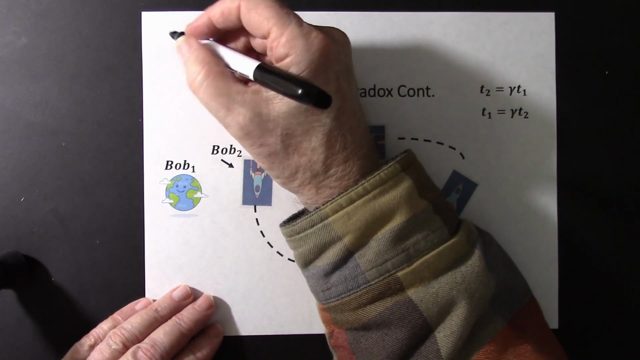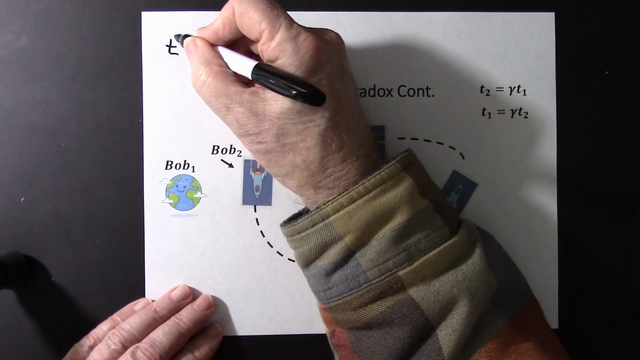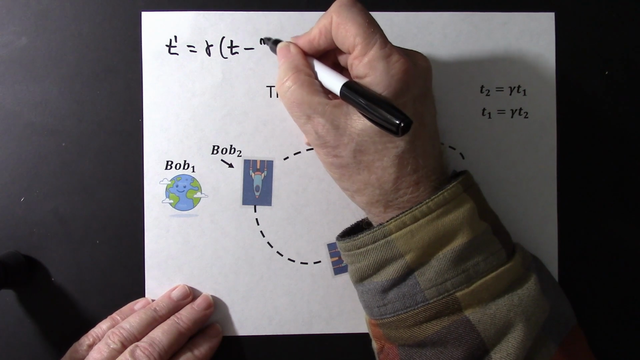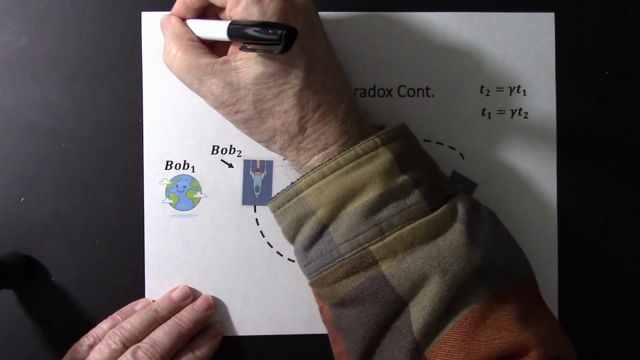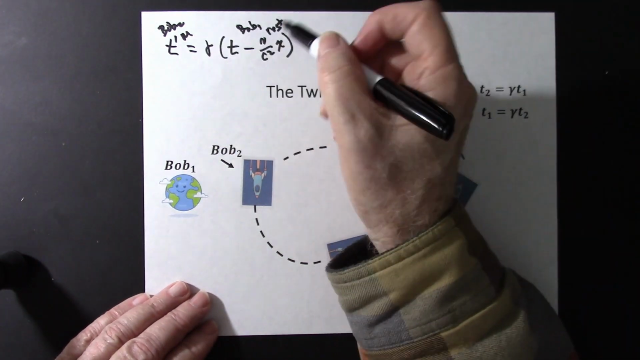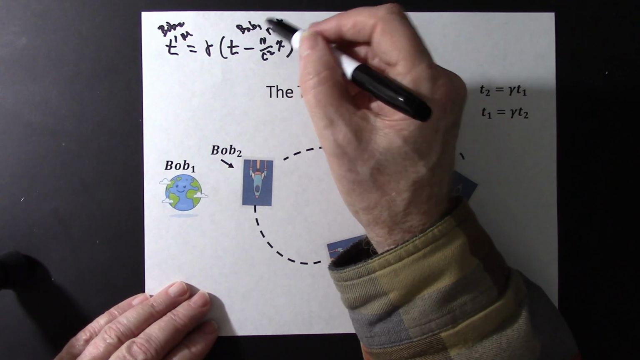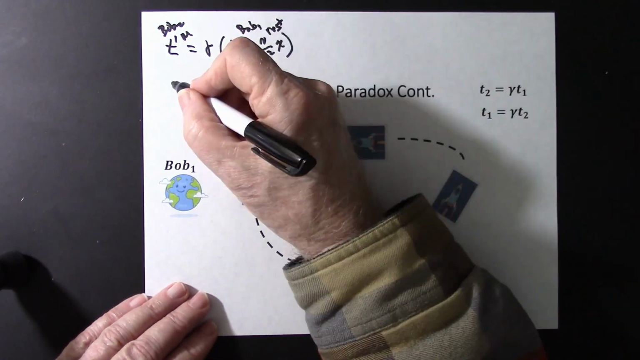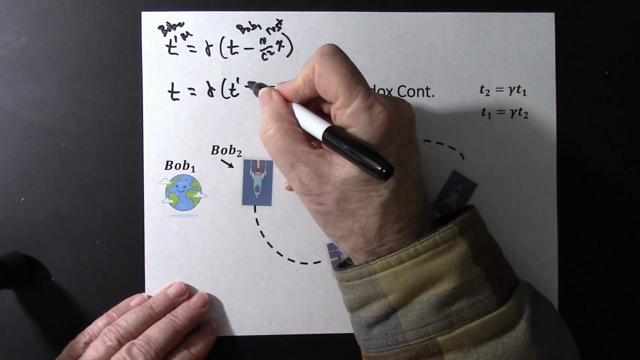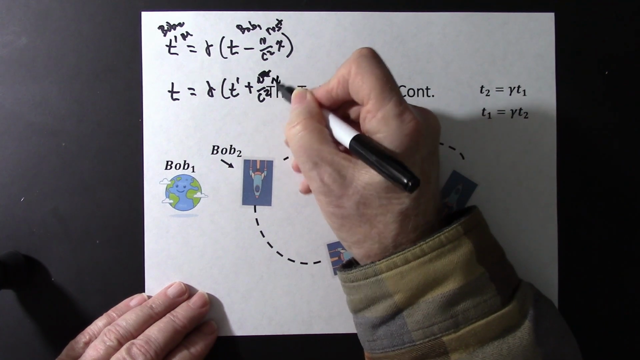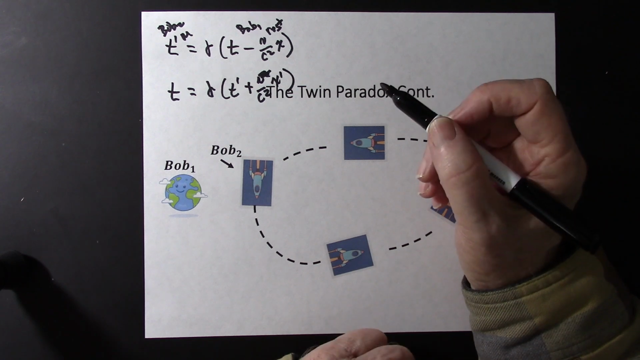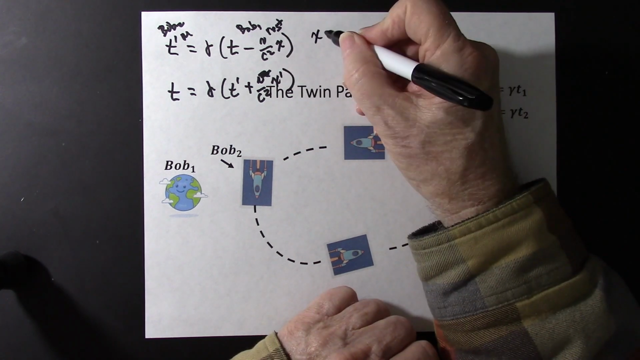Well, if we remember our Lorentz transformations, we would have t prime is equal to gamma times t minus v over c squared x. This would be Bob 2 moving. This side would be Bob 1 at rest, stationary. Now we can write another one for the opposite. Bob 2 can be considered at rest and Bob 1 moving. And so that equation looks like t is equal to gamma times t prime plus v over c squared x prime. This x here, we can always choose a coordinate system such that x, in this case, can be set equal to 0.